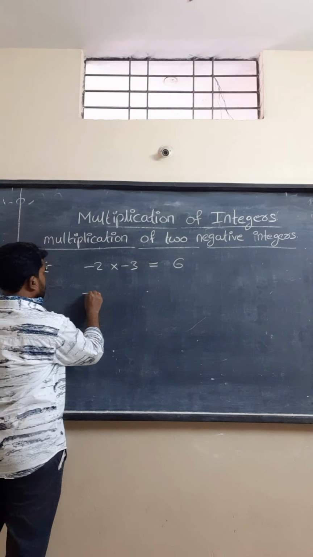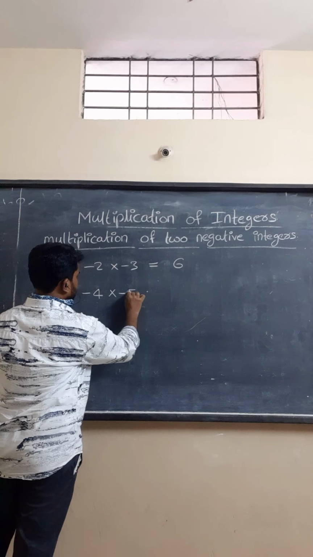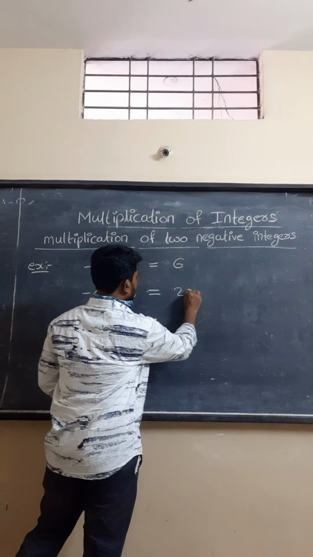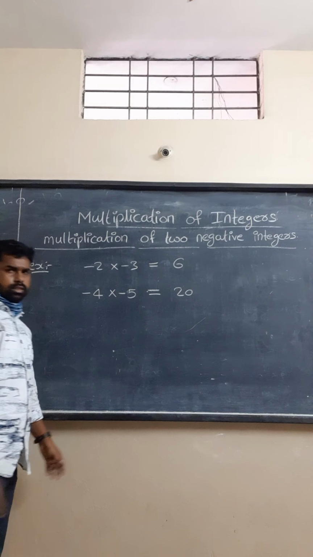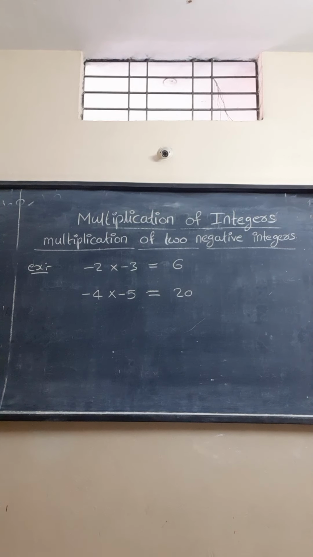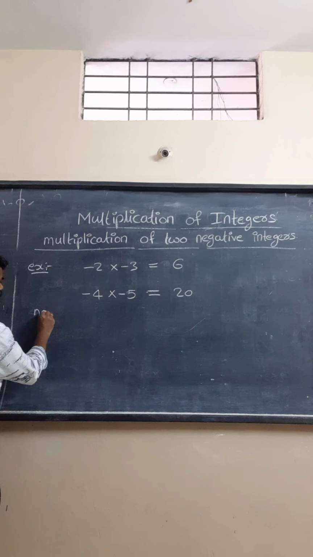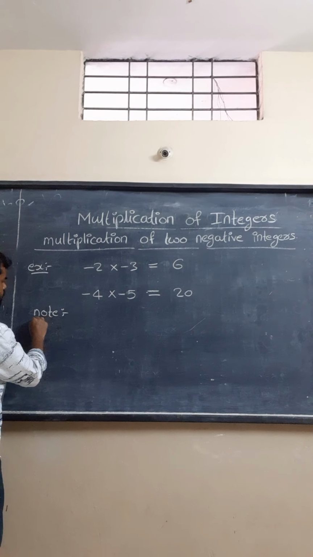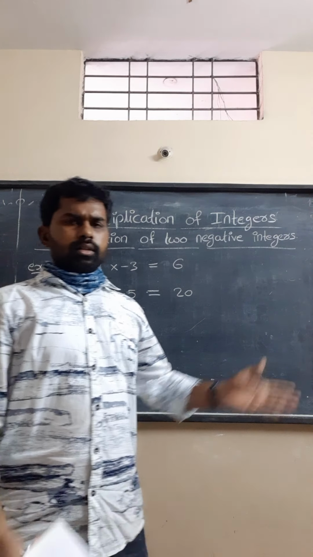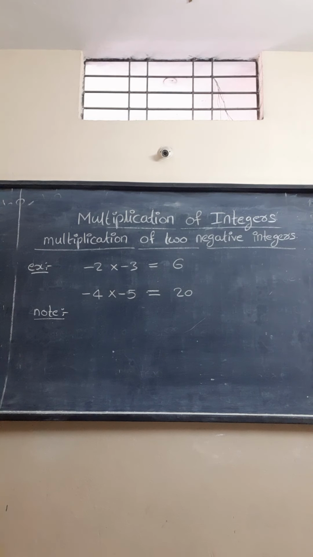Take another example: 4 into -5. That means 4 into 5, how much? 20. Minus into minus is plus. That is a positive integer only. Now you can take any example. Enough. Now write the note on what we have observed. When we are multiplying two negative integers, the answer we are getting is one positive answer.